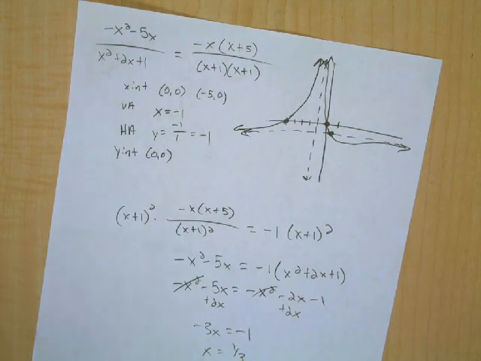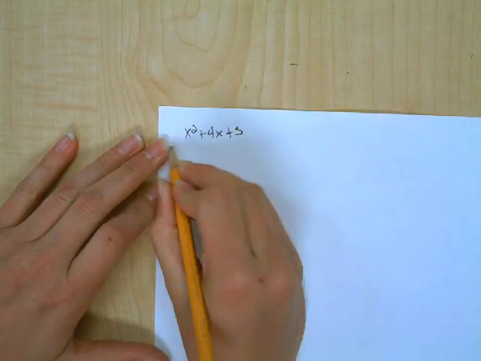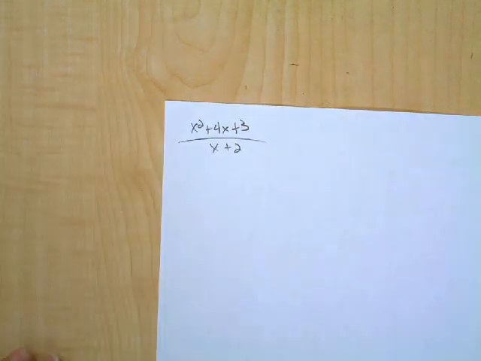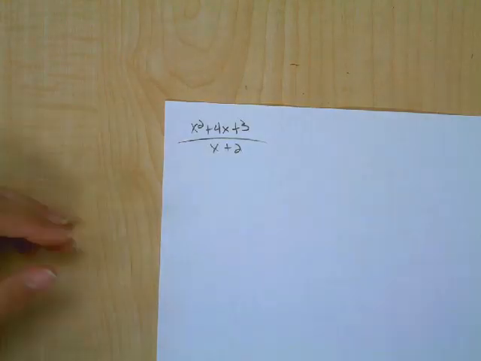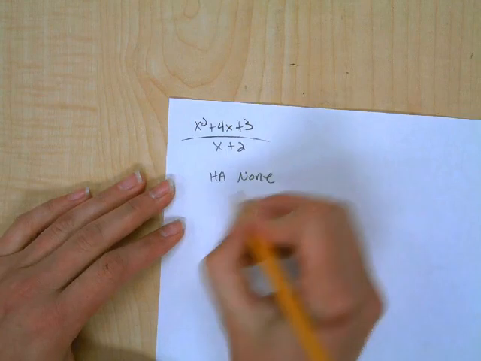All right. So then one more type, one more that's got the slant asymptotes to them. Okay. So if I have something like x squared plus 4x plus 3 over x plus 2. Right, if I'm looking at this, the degree on top is bigger than the degree on bottom, which tells me there is not a horizontal asymptote, but there will be a slant asymptote.